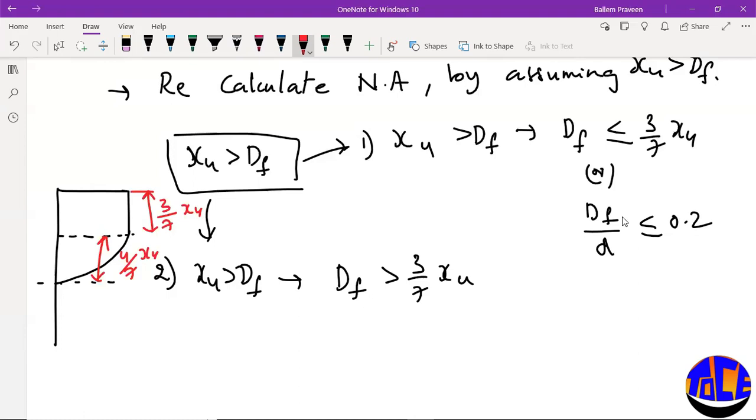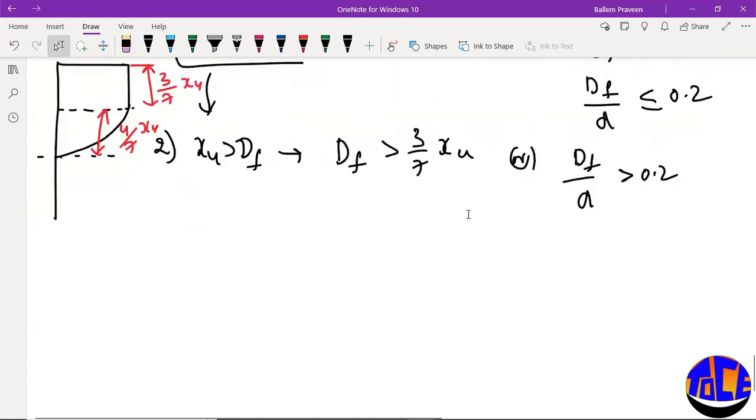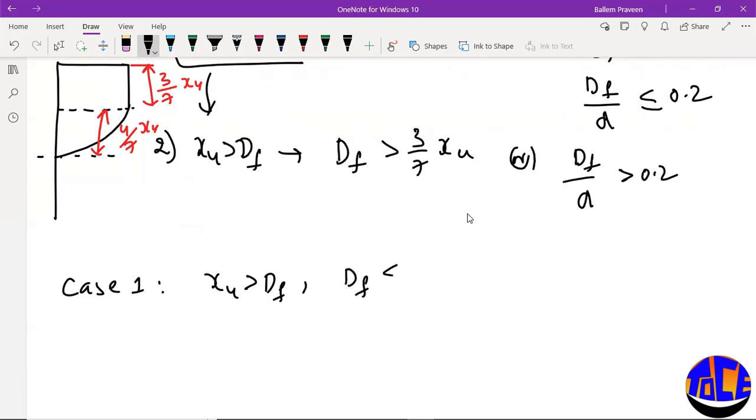So Df is greater than 3/7 of xu, or as per IS 456, Df by D is greater than 0.2. So these are the two cases. Let us see the first case, case 1: xu is greater than Df and Df is less than or equal to 3/7 of xu, and as per IS 456, Df by D is less than 0.2.